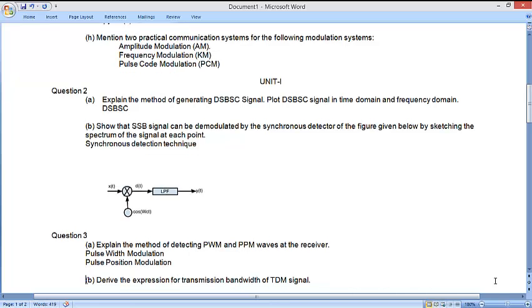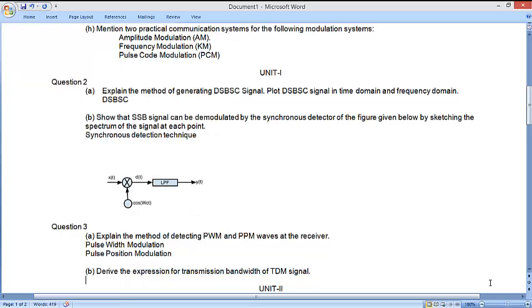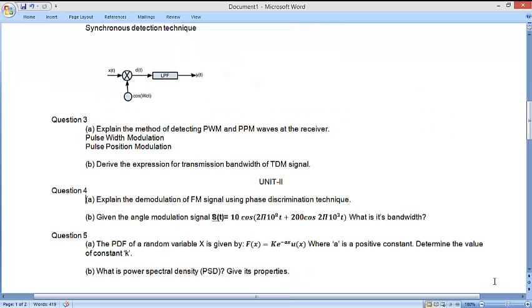The next question is that we have to derive the expression for the transmission bandwidth of the TDM signal. To obtain the transmission bandwidth of a TDM signal, we first have to obtain an expression for the signaling rate, that is R, and then you have to make certain assumptions for the input signals and also for the maximum frequency of all the input signals, that is fm. As per the Nyquist criteria, you have to follow the criteria for sampling frequency, and correspondingly you have to calculate the minimum transmission bandwidth of the TDM signal. With this we end our unit 1.